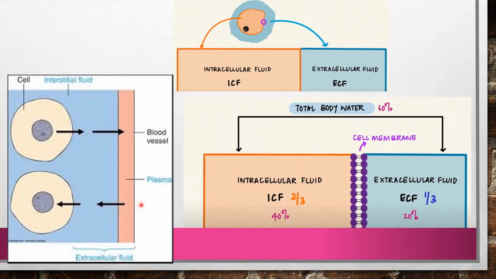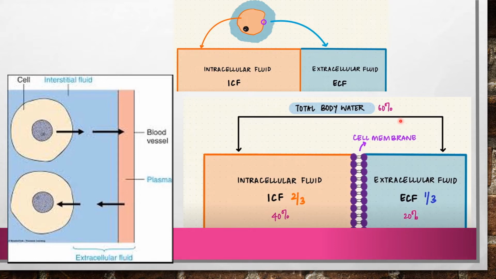Then the intracellular fluid and extracellular fluid, what will be the amount there? Intracellular fluid occupies 2/3 of the fluid in our body when compared to extracellular fluid. Extracellular fluid is 1/3. That is approximately 40% intracellular, and extracellular fluid is 20%. So total body water is 60% of body weight.